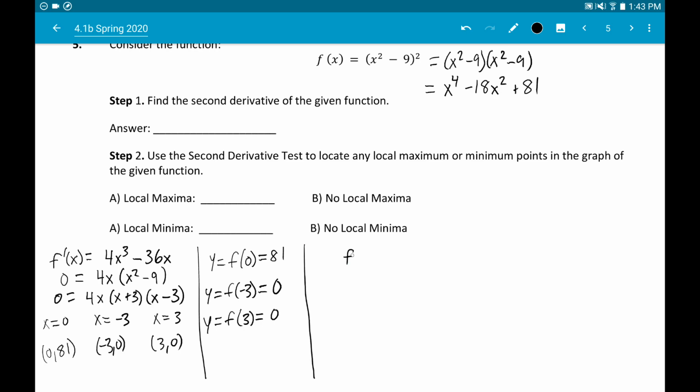Let's get our second derivative now. So again, here's our first derivative. Take the derivative of it. That's going to be 12x squared minus 36. Go ahead and put that in here for step 1: 12x squared minus 36. And then our local maxes and mins. So again, we've got to test all 3 of these in that second derivative.